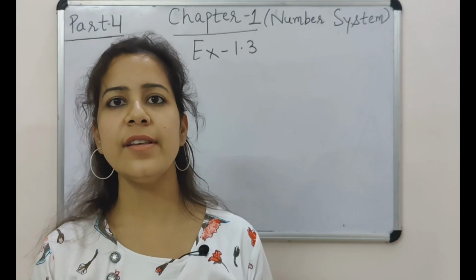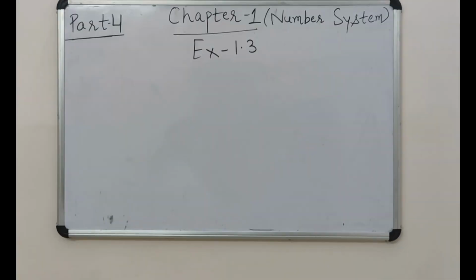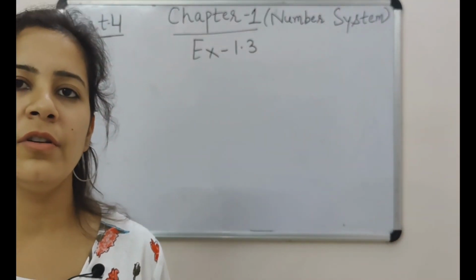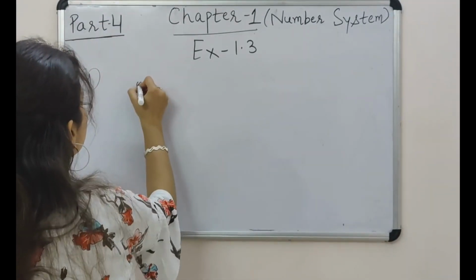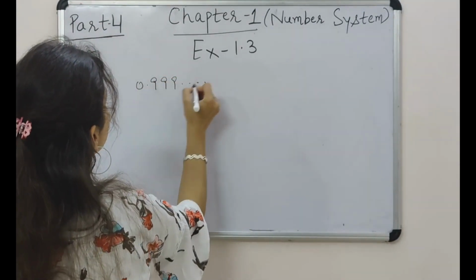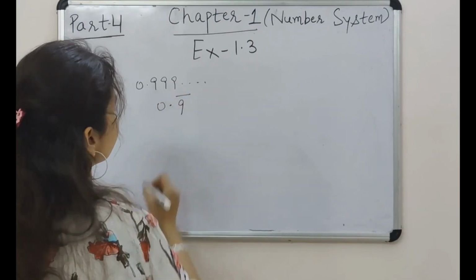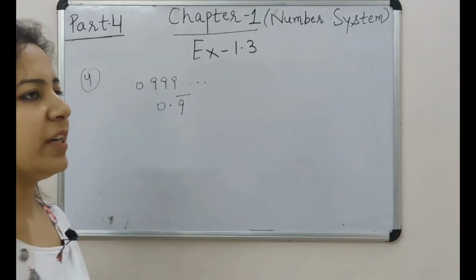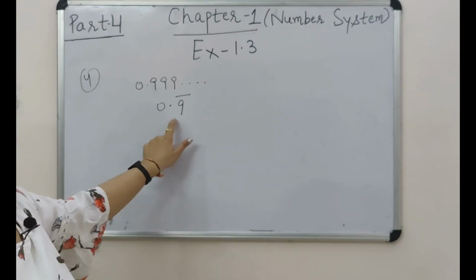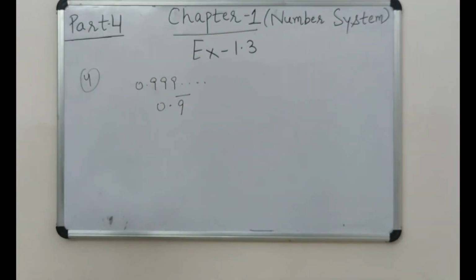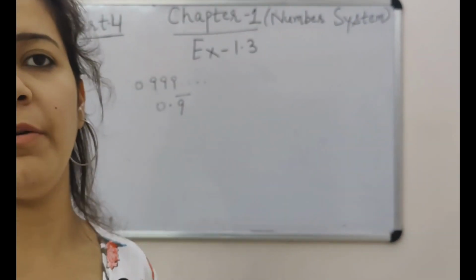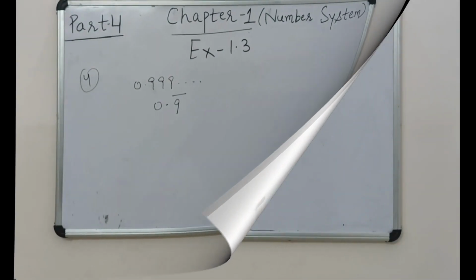Friends, question 4 is on the same steps. Again, a few digits are repeating. You need to check them. It's 0.999 and so on. So again, I'm just giving you a hint: question 4 can be written like 0.9 with a bar over it. Again, you will multiply the equation by 10. Why? Because only a single digit is repeating itself, right? So on the same steps, you will convert it into p by q form. It's very easy to do.